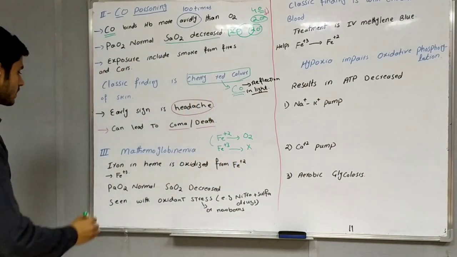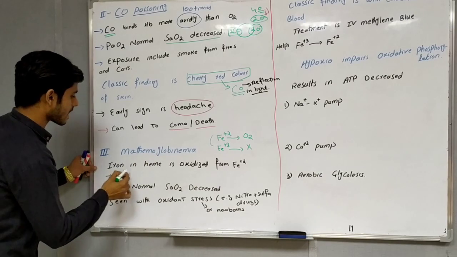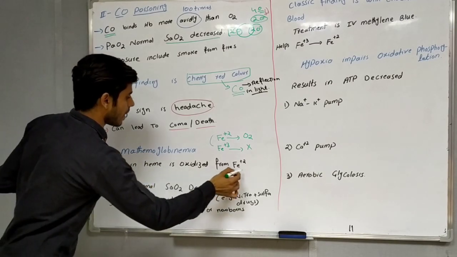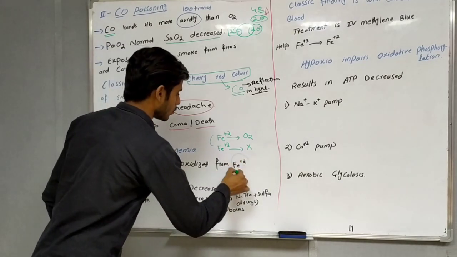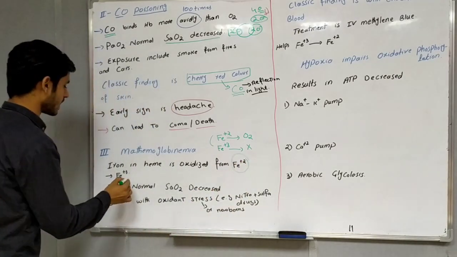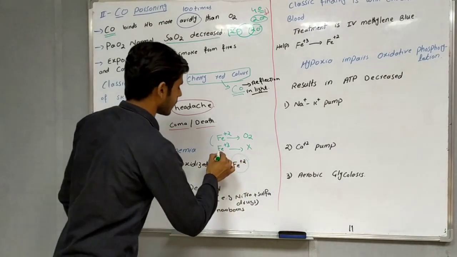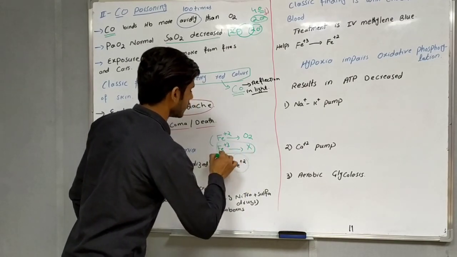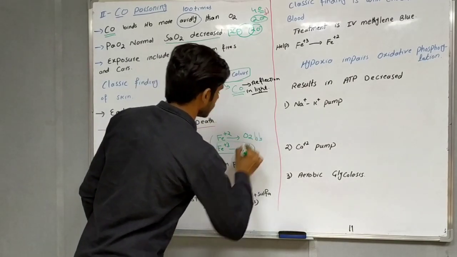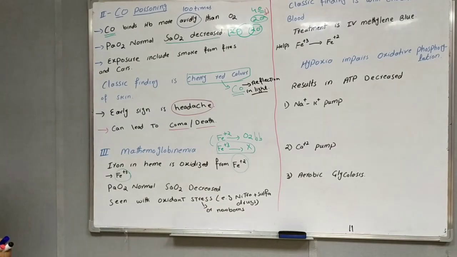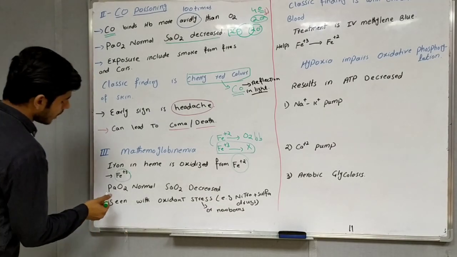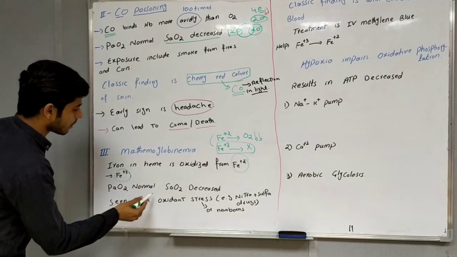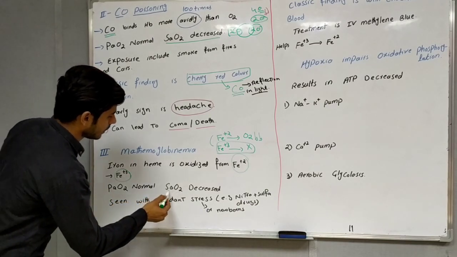So what happens in this disease? Iron in the heme is oxidized from Fe+2 to Fe+3. So Fe+2 will decrease and Fe+3 will increase, and Fe+3 will not bind with oxygen. So the carrying capacity of hemoglobin for oxygen will decrease. The partial pressure of oxygen will be normal, but the concentration of oxygen in the hemoglobin will be decreased.